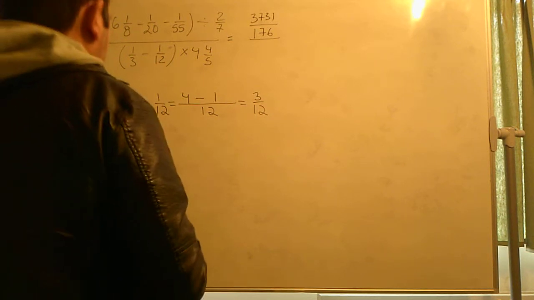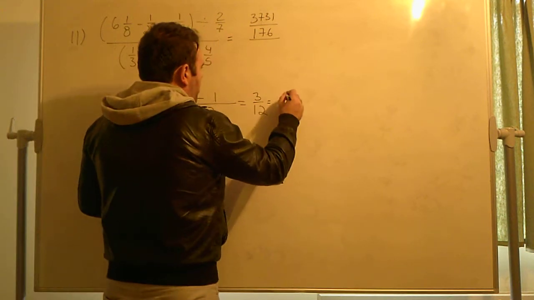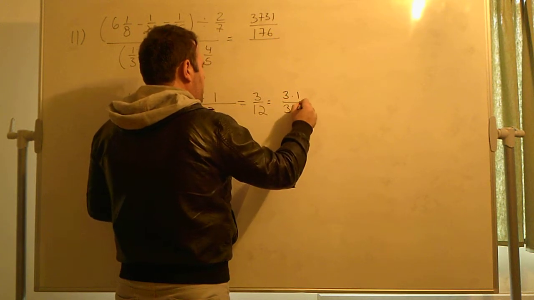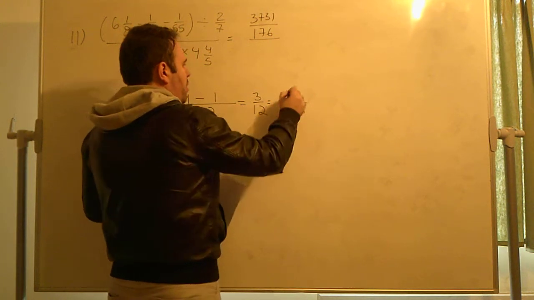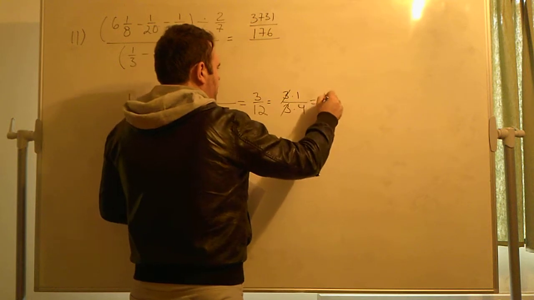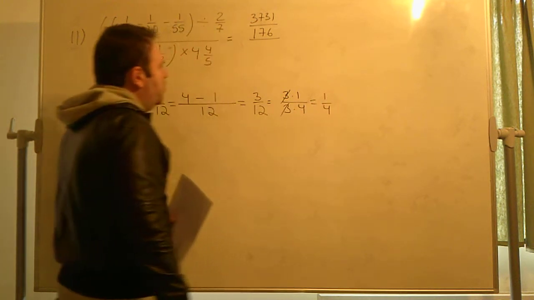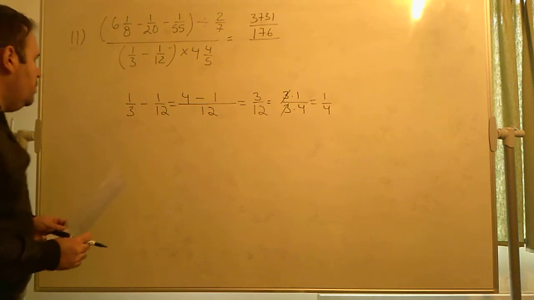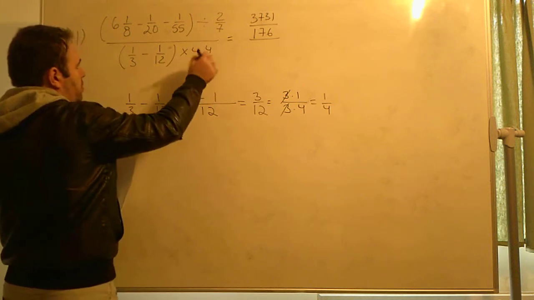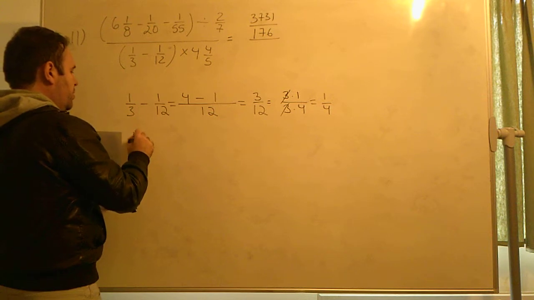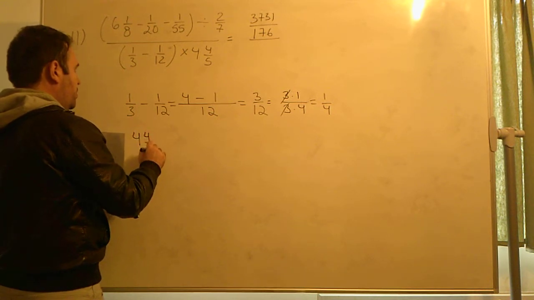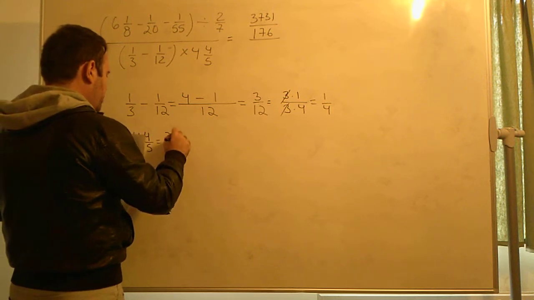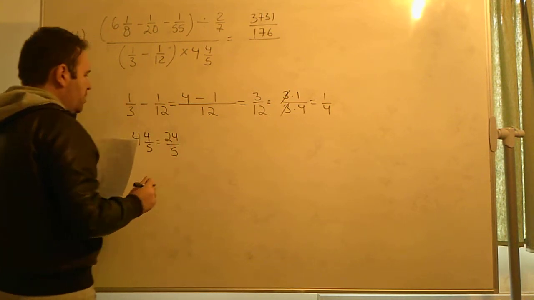Okay, perfect. So now 3 is equal to 3 times 1, and 12 is equal to 3 times 4. So 3 divided by 3 is 1, so this would be 1/4. So now we need to turn this mixed fraction into an improper fraction. 5 times 4, 20 plus 4, 24 fifths.